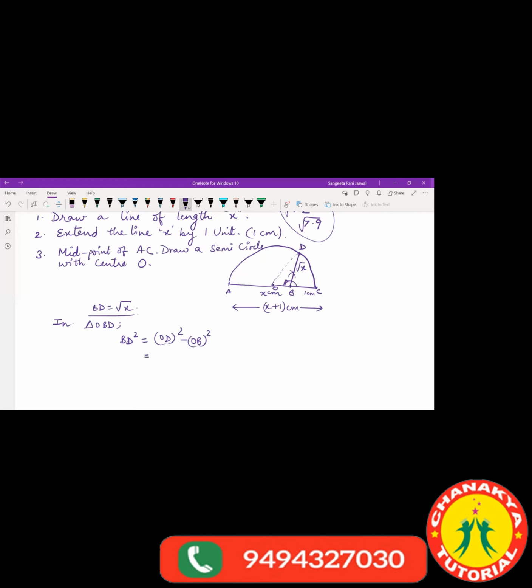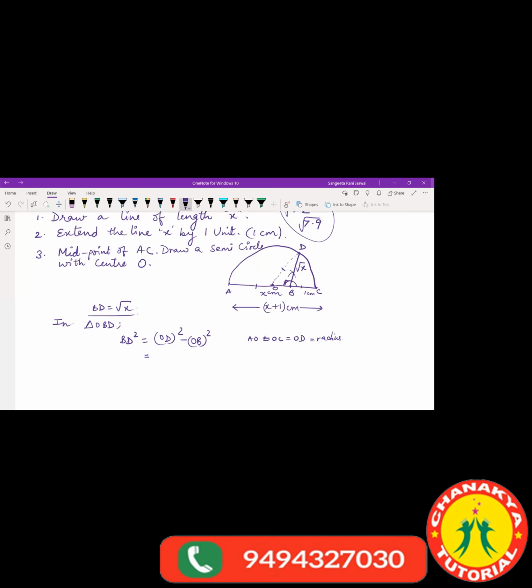Now this distance OD is the radius. You can see here O to A is the radius. With this O as center, we made this semicircle, right? So this O to D is the radius actually. So OD is equal to OA is equal to OC. They are all equal. They are all the radius.